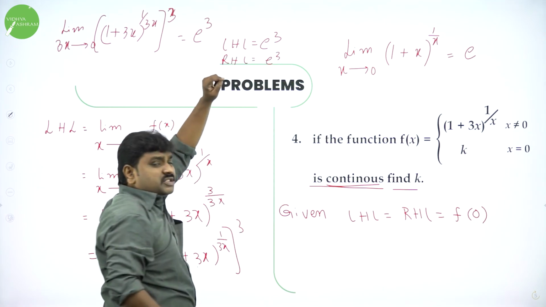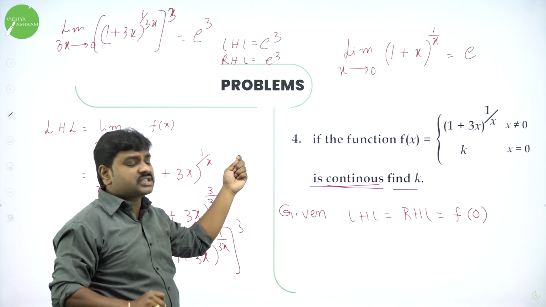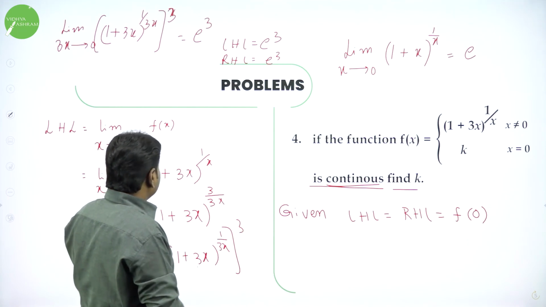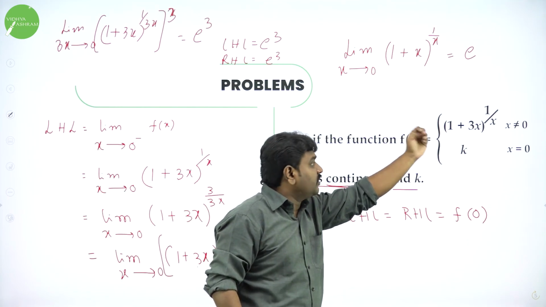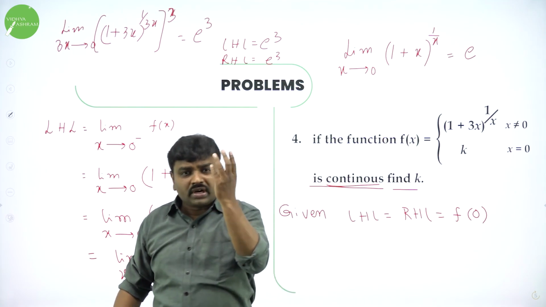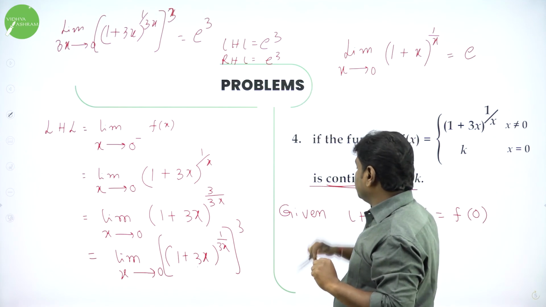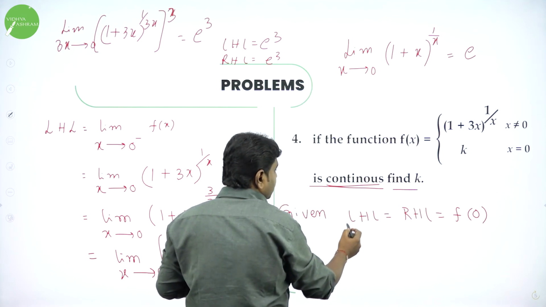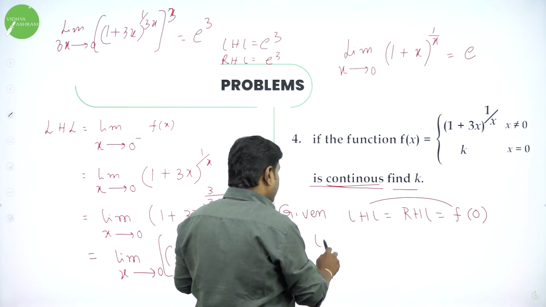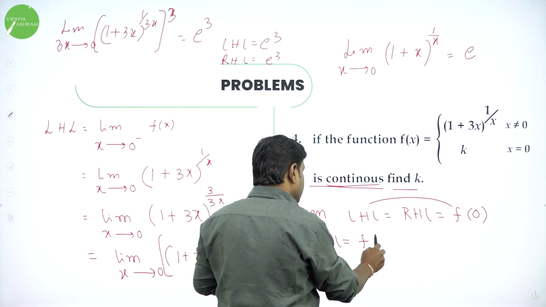Why? Because RHL means limit x tends to 0 plus f of x. That is, limit x tends to 0. Choose the function when x is greater than 0. When x is greater than 0, function is same. So you will get RHL also same. So that's why don't waste your time. RHL will be same. Now therefore directly I'll take LHL is equal to f of 0. Equate LHL to f of 0.